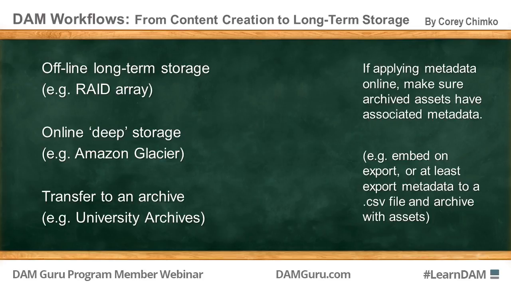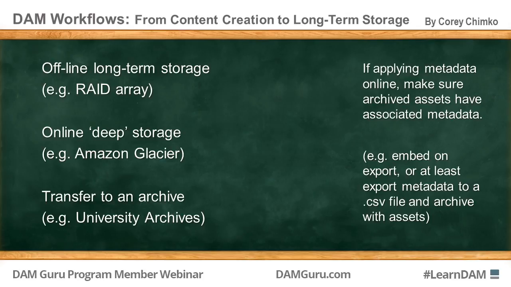There's online deep storage options now, things like Amazon Glacier, where basically you get a discounted price on your storage if you only access it a certain number of times over a certain period of time. Basically discounted storage. Or you can transfer it to an archive, a historical archive. Maybe your organization has some sort of historical department within it or what have you. So those are some options for you.